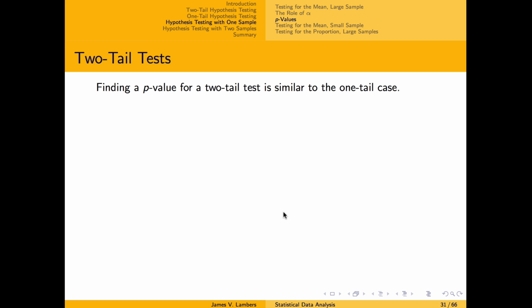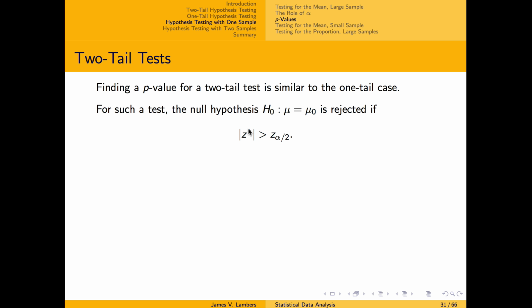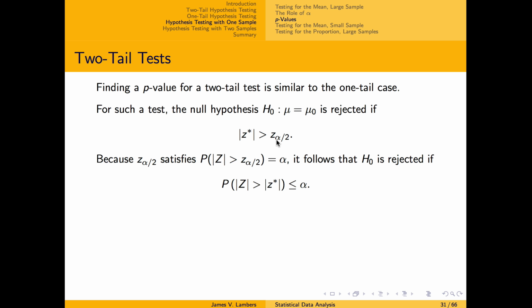What about a two-tailed test? In this case, H0 is to be rejected if the absolute value of z star is greater than z sub alpha over 2. Using similar reasoning as in the one-tail case, this is equivalent to the condition that H0 should be rejected if the probability that the absolute value of capital Z is greater than the absolute value of z star is less than or equal to alpha.